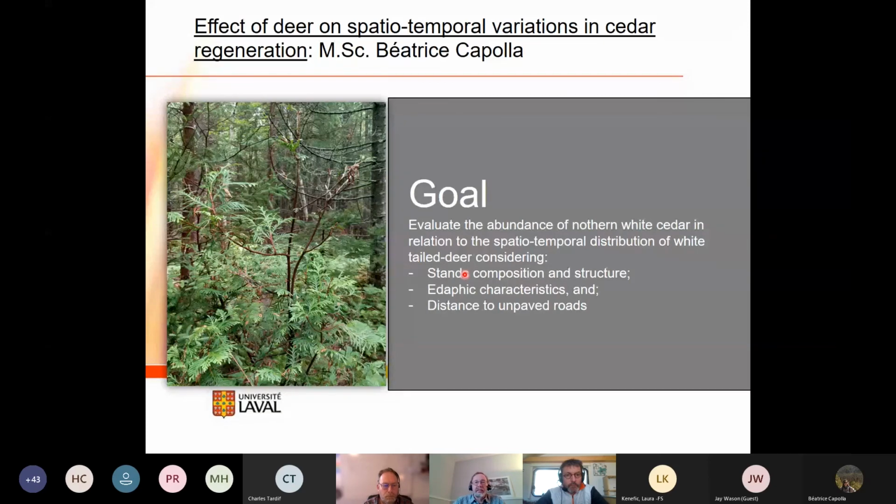And the last study I'll be presenting here is by Béatrice Capola, and it is supervised by Jean-Pierre Tremblay. This is a biology student. What she'll be doing is evaluating the abundance of cedar in relation to the spatial and temporal distribution of white-tailed deer. She is considering a number of factors related to stand size, and she also has an additional study looking at the distance to unpaved road.